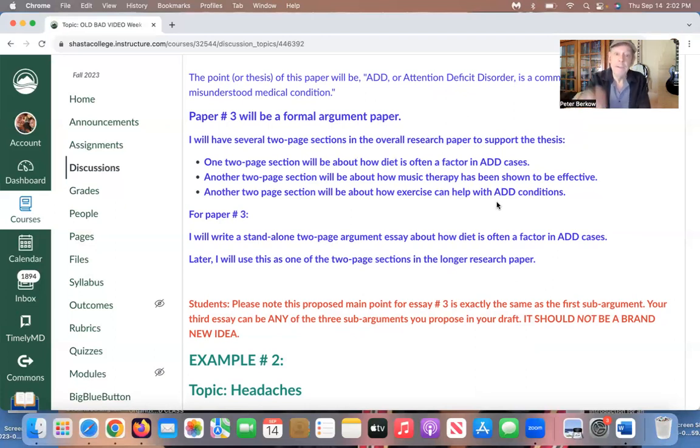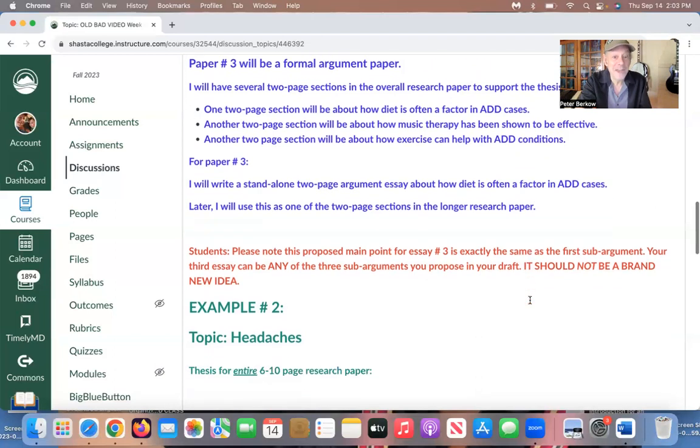Okay, now to get started on that longer paper, the student is going to write a standalone 2 page argument essay about how diet is often a factor in ADD cases, okay? That is one of the two-page sub-arguments in the longer paper, but it can also stand as a two-page shorter paper, just arguing that one point. Later, that two-page paper can be put into the longer research paper. Does that make sense? I hope so.